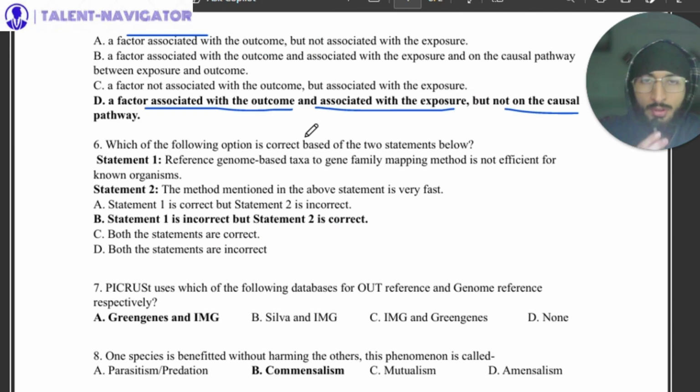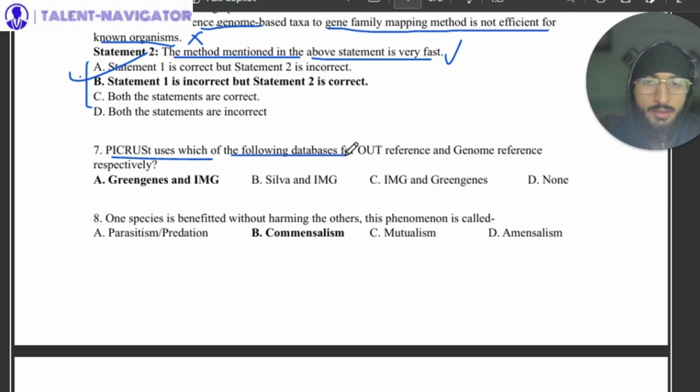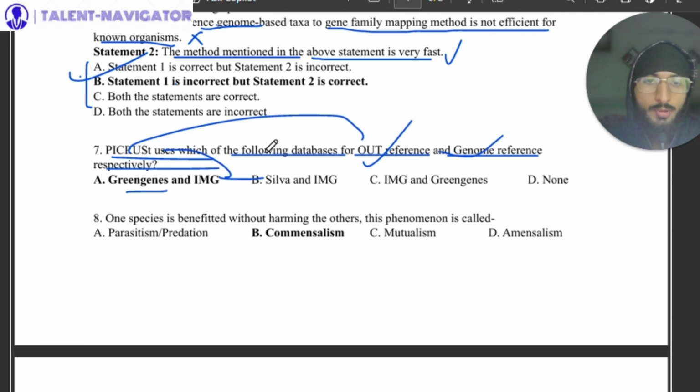Moving on. Which of the following is correct among these options? So statement 1 is: reference genome based taxa to gene family mapping method is not efficient for known organisms. That is false. It is efficient. The method mentioned in the above statement is very fast. Yes, this is very fast. That is true. That's the answer. B. PICRUSt uses which of the following databases for OTU reference and genome reference respectively? PICRUSt uses Greengenes for OTU reference and IMG for genome reference.